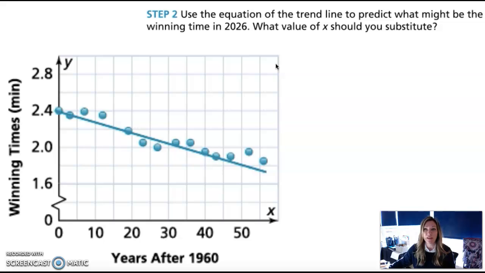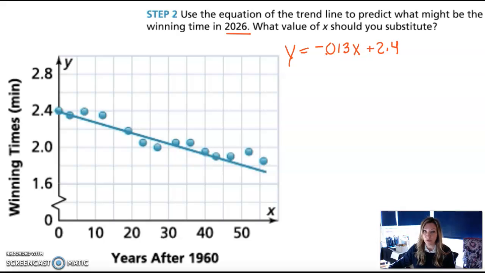Use the equation of the trend line to predict what might be the winning time in 2026. What value of x should you substitute? So remember our equation. We had the equation y equals negative 0.013x plus 2.4.